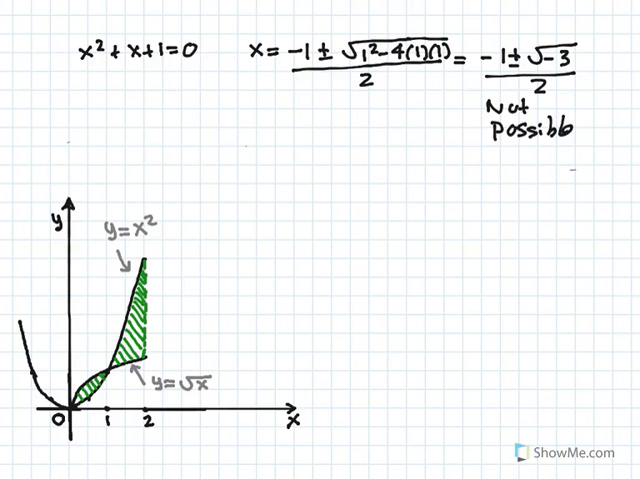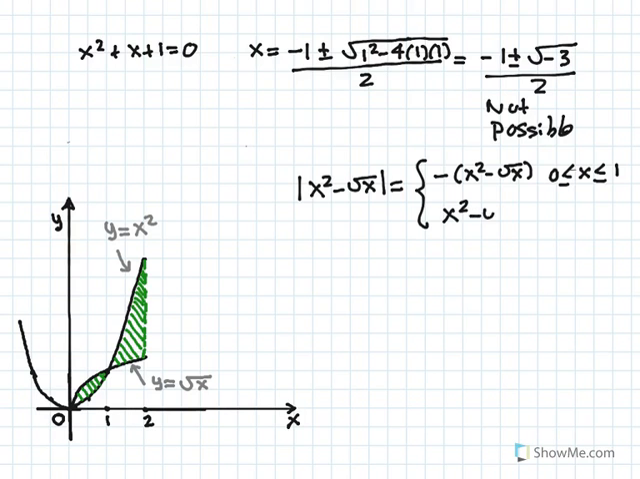So we can now rewrite the absolute value of x squared minus root x as minus x squared minus root x on the interval between 0 and 1, and x squared minus root x on the interval between 1 and 2. So this is a way of removing the absolute values so we can split it up into two separate integrals and apply the fundamental theorem of calculus to solve the integral.